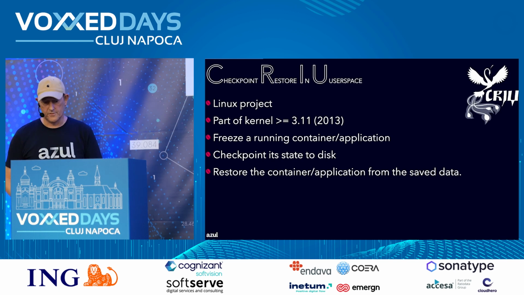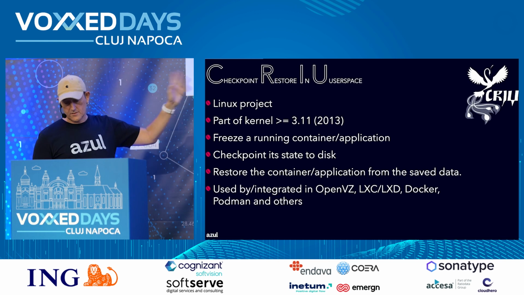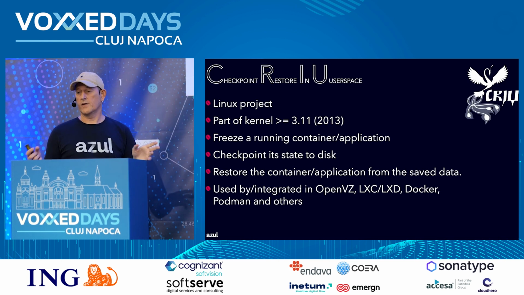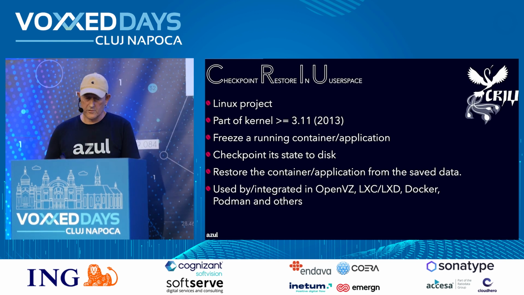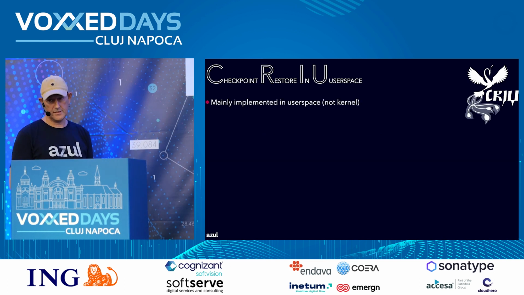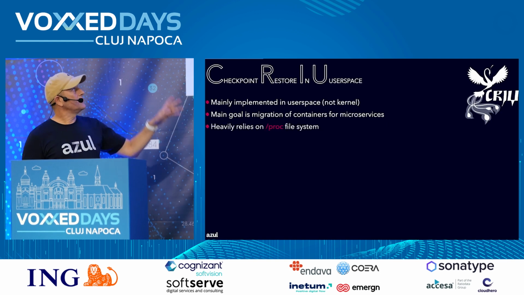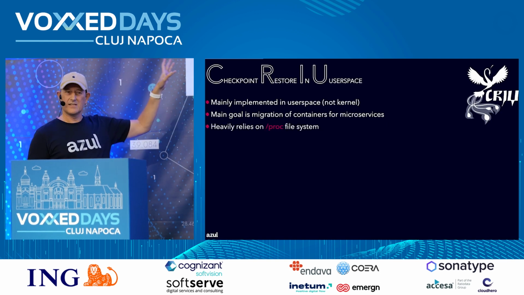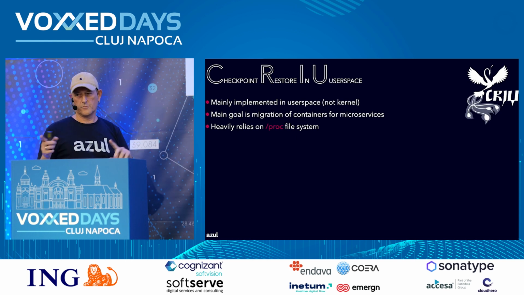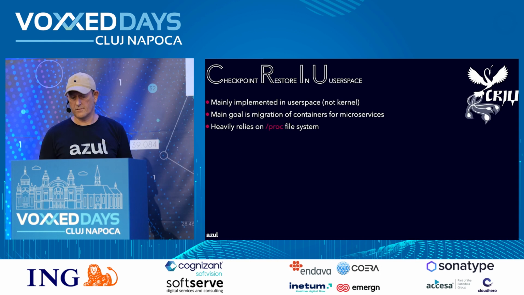That's checkpoint restore. It's already used by OpenVZ, by Linux containers, Docker, and Podman. They may make use of CRaC on Linux systems, so you might have even used it without knowing it. And it's mainly implemented in user space, not directly in the kernel. The main goal was the migration of containers for microservices, right? And it relies on the proc file system. That means even on Linux, not all Linux distributions use proc, right? So if it's not used, you can't use CRaC there.